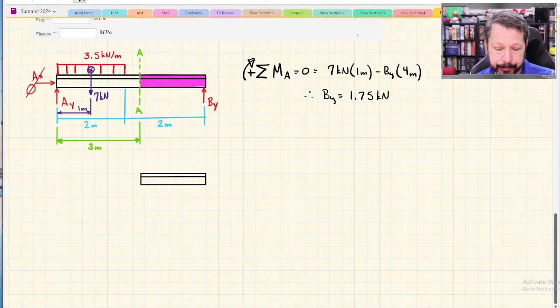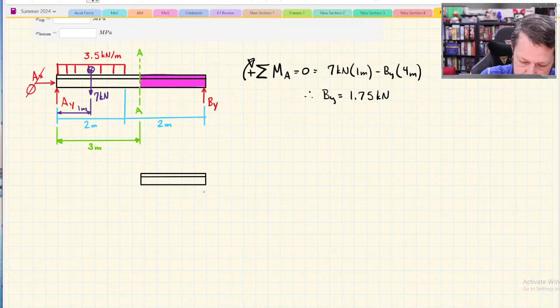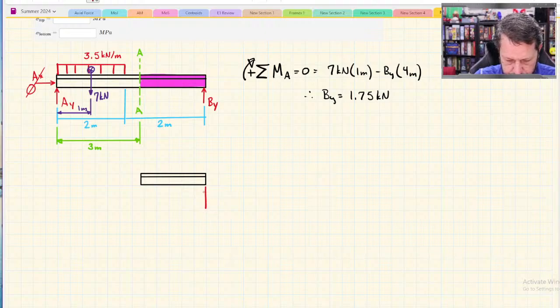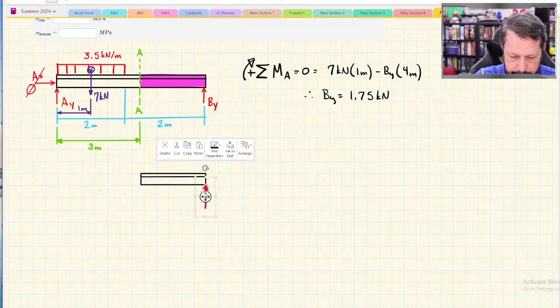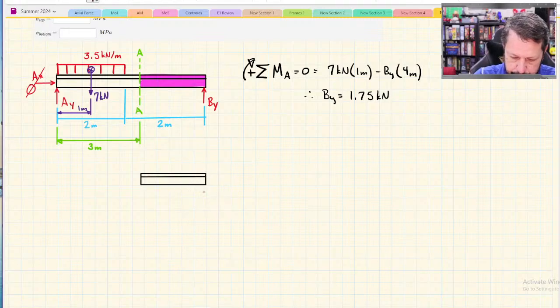And remember, well, let's go ahead and put our By on there. Well, I want it to do that, except I keep clicking the wrong button. There we go.